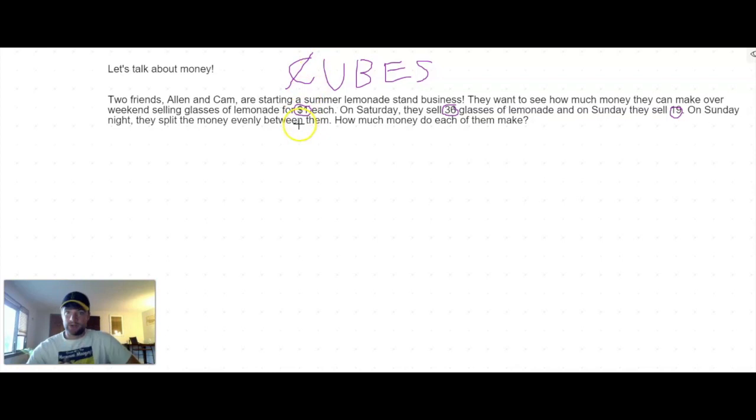Then we want to underline. This is one of the most important parts in any math problem. We have to figure out what the question is that's being asked of us. So in this problem, it's pretty easy. We look at the end and it says, how much money do each of them make? That's the final question that we're trying to answer.